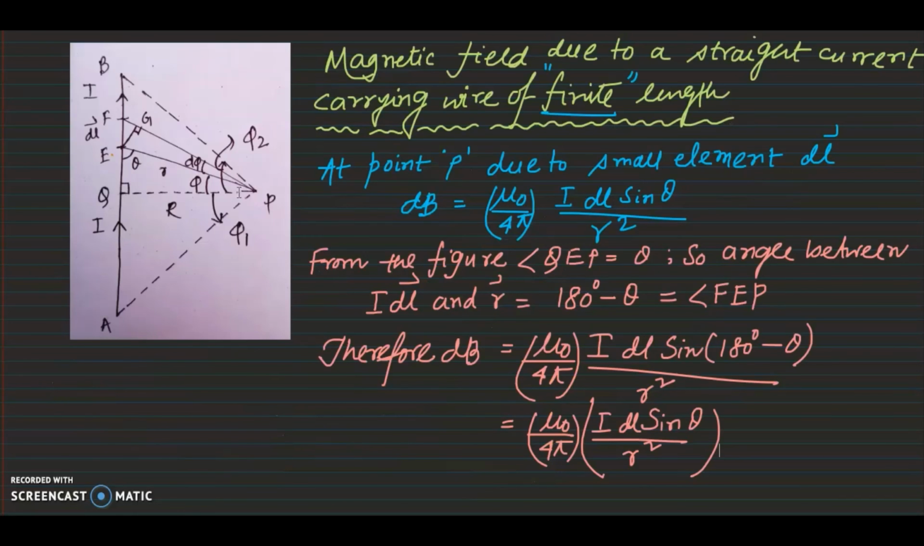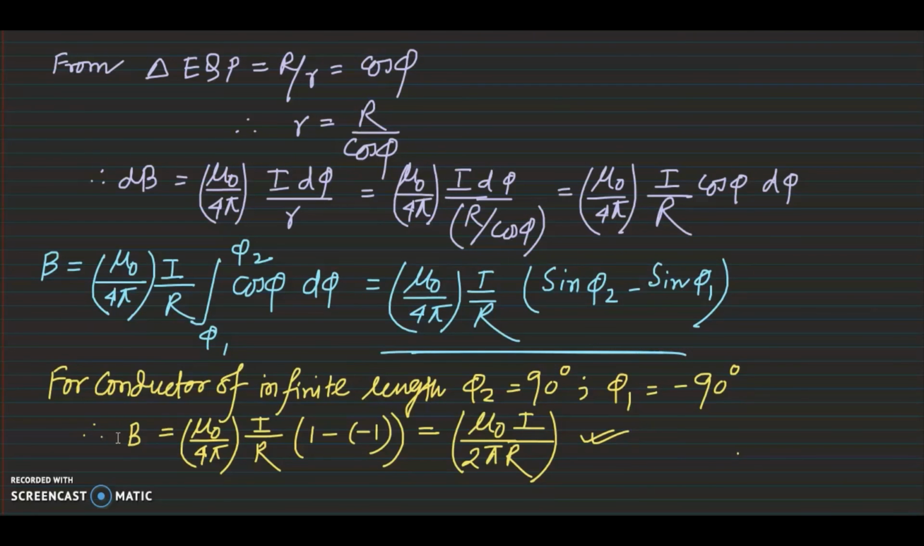Now the length AB is infinitely long, so we can consider phi 2 as 90 degrees. If I consider the direction of rotation of the angle, phi 1 becomes minus 90 degrees. So for the conductor of infinite length, phi 2 is equal to 90 degrees and phi 1 is equal to minus 90 degrees. So the magnetic field becomes mu 0 by 4 pi I by R times 1 minus minus 1, so it becomes mu 0 I by 2 pi R. This is the expression of the magnetic field for the current carrying wire of infinite length.